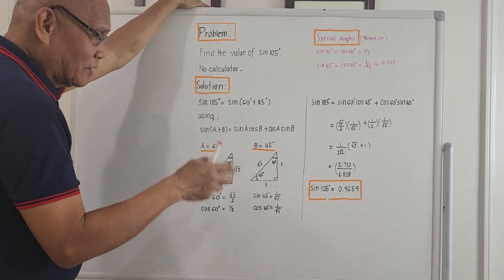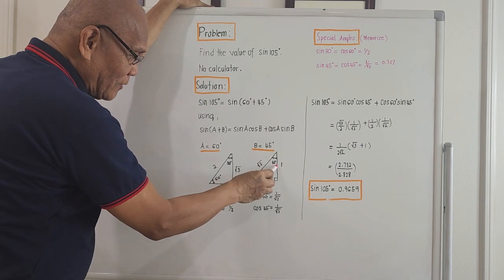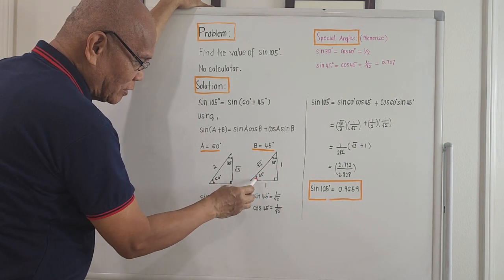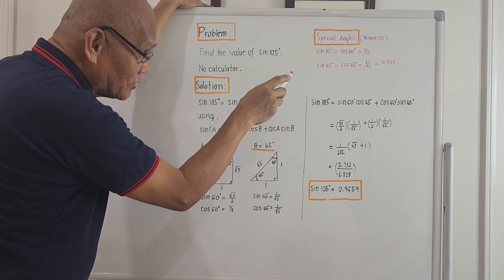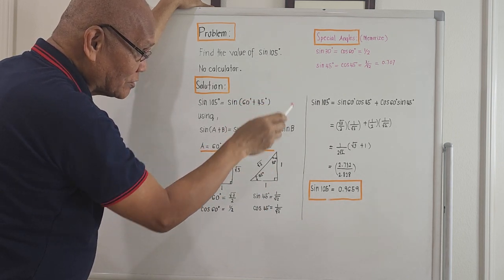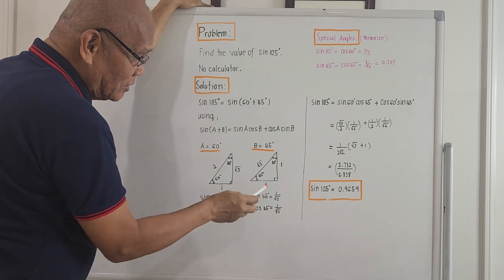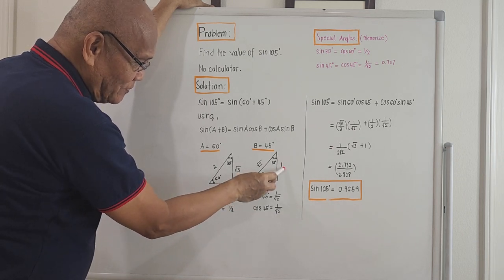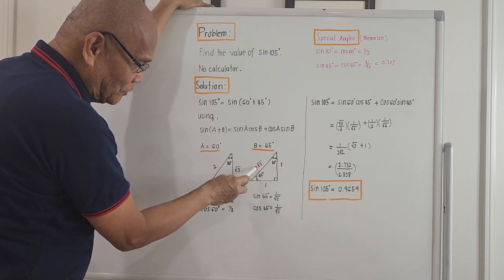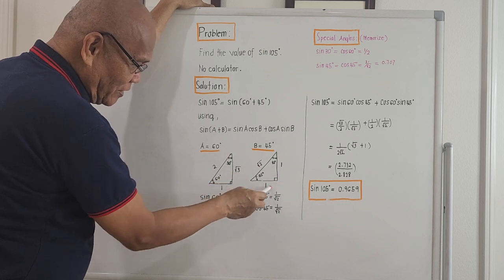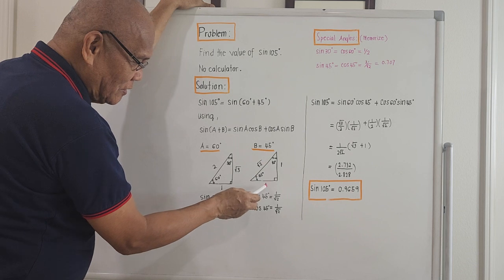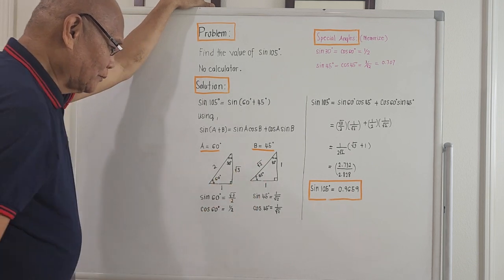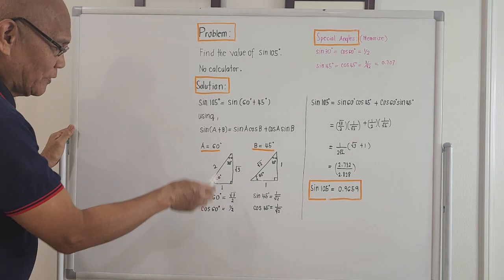For the 45-degree right triangle, 45 and 45 add up to 90. I place the value of sine and cosine as 1 over square root of 2. So this is 1, the hypotenuse should be square root of 2, and the adjacent side, since both angles are the same, will still be 1 over square root of 2.